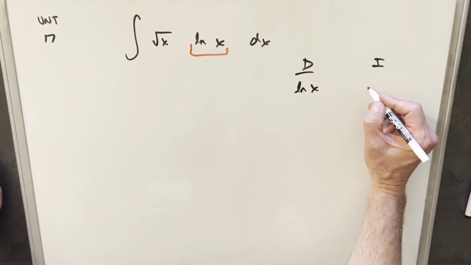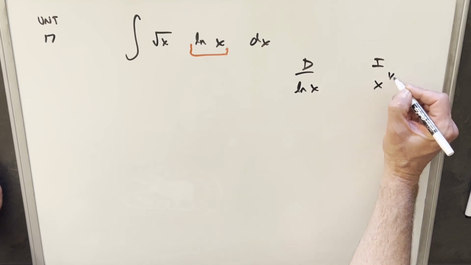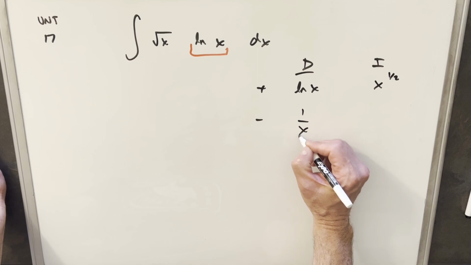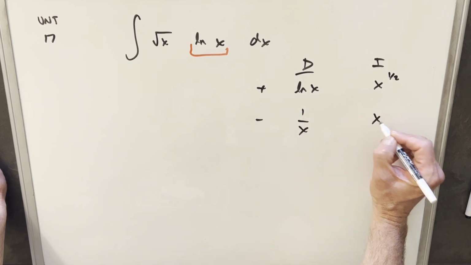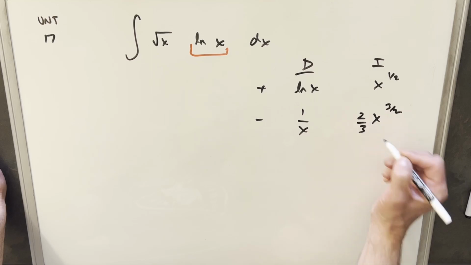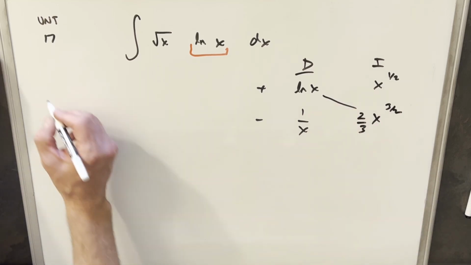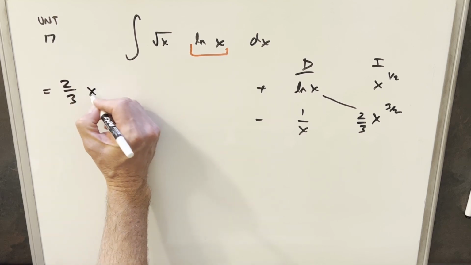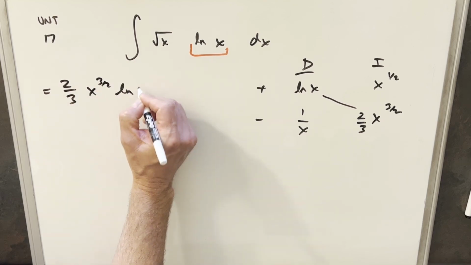Because we don't have really a good way to integrate ln x, we'll differentiate ln x, and that means we'll integrate square root of x, but I'm just going to write it as x to the 1/2. Then I'll take a derivative of ln x, that's just going to give us 1 over x. The integral here is going to be x to the 3/2 using the power rule, but we need a 2/3 in front. Then we'll have part of the solution right here, so let's write that down. We'll have 2/3 x to the 3/2 ln x.